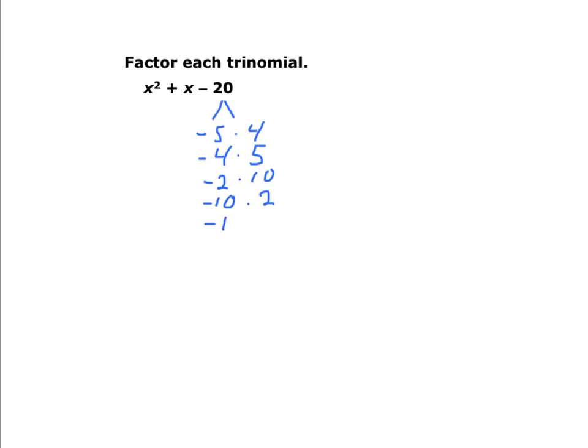Yes. Negative 1 times a positive 20, and then negative 20 times a positive 1. All right, so what are the factors of 1? Well, they're going to be 1 and 1.